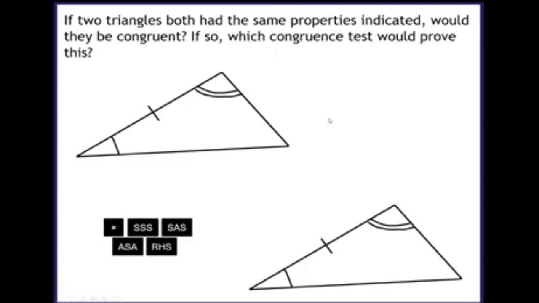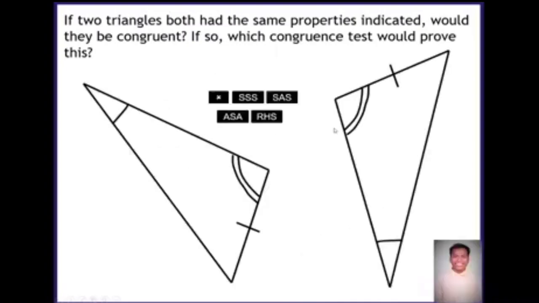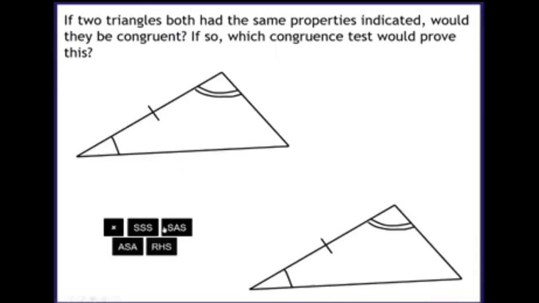Third one, if two triangles both have the same properties indicated below, would they be congruent? If so, which congruence test would prove this? Can you use SSS, the SAS, the ASA, or the RHS? So you can use the ASA. Two sides and an angle.